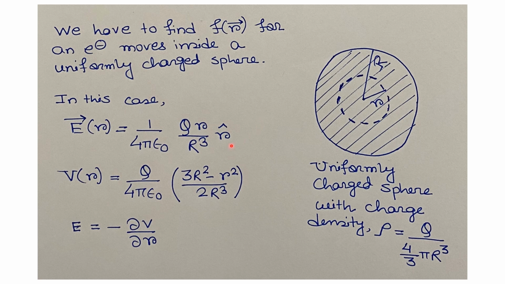Using the Gauss law, we can calculate the electric field vector at a position r, given by 1 by 4 pi epsilon naught times q r by capital R cube along the r cap direction, that is radial direction. And also we can calculate the potential by knowing this electric field vector, and that will become V as a function of small r equals q by 4 pi epsilon naught times 3 capital R square minus small r square divided by 2 capital R cube. And also this electric field is a conservative electric field, so E can be related to the potential, given by E equals minus del V del r.